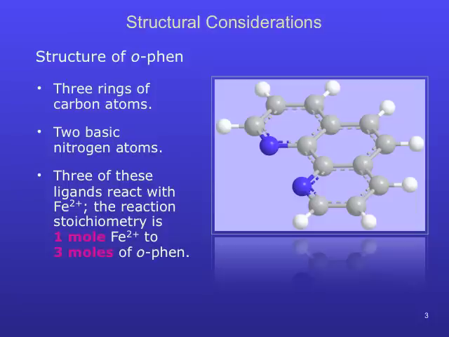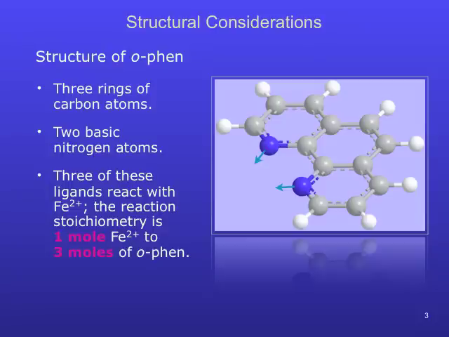The structure of orthophenanthroline contains 3 rings of carbon atoms and a pair of Lewis-based nitrogen atoms. Each nitrogen atom can donate its basic electron pair to a transition metal, such as iron 2, to form a dative bond, so named because the nitrogen donates both electrons to the iron in forming the bond.